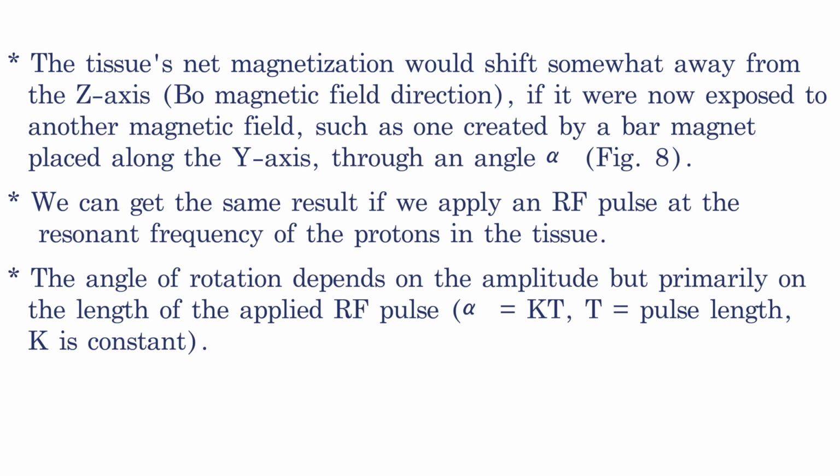If it were now exposed to another magnetic field, such as one created by a bar magnet placed along the y-axis, it would rotate through an angle alpha, as you can see in figure 8. We can get the same result if we apply an RF pulse at the resonant frequency of the protons in the tissue. The angle of rotation depends on the amplitude but primarily on the length of the applied RF pulse. So, alpha rotation is equal to kT, where T is pulse length and k is a constant.